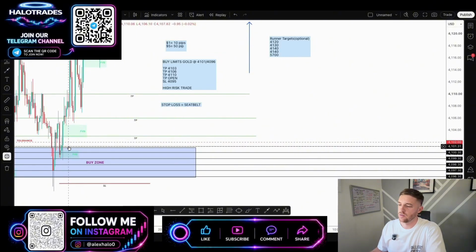Now, the ideal entry on this strategy would be to enter at a 0.3 on each layer. So 4101 to 4096, we would have a 01.3, a 00.3, a 99.3, and 98.3, and so on. Now, once we enter all those, can we guarantee that every limit is going to be hit? Absolutely not. We can't guarantee anything in the markets, but we want to try and get the best entry possible.